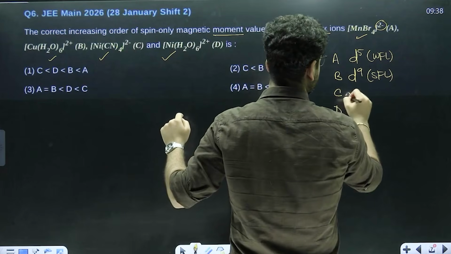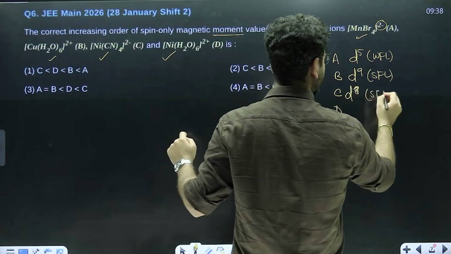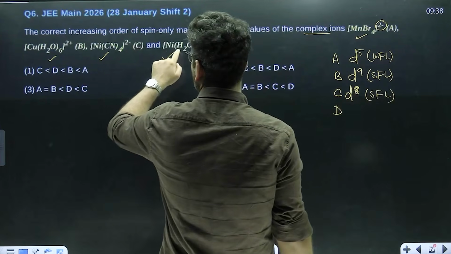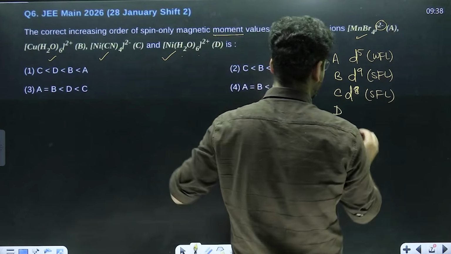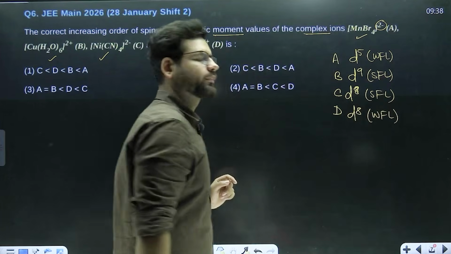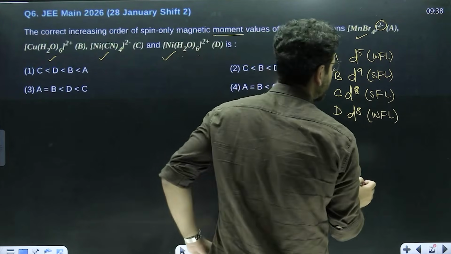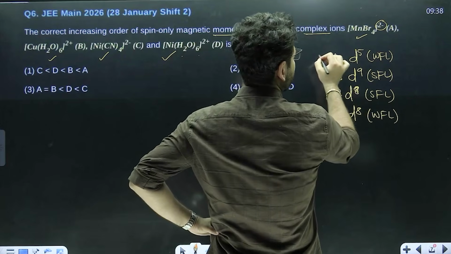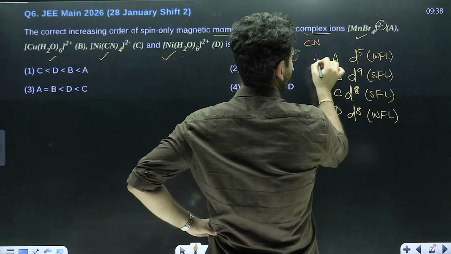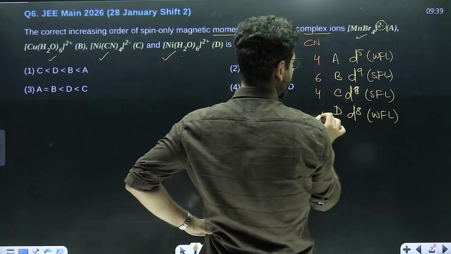Nickel plus 2 means d8, d8 with a strong field ligand. And we have nickel plus 2, d8 with a weak field ligand. Correct. Now, if the complex is having coordination number 4, I am writing the coordination number here as well. It's a 4 coordination complex. Next is a 6 coordination complex. Next is 4. Next is 6.